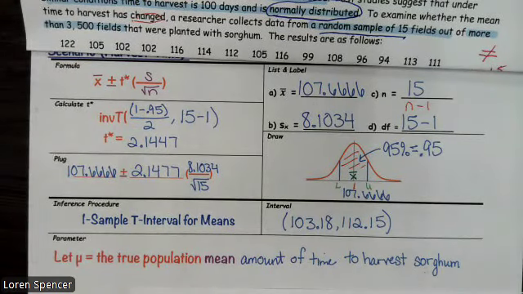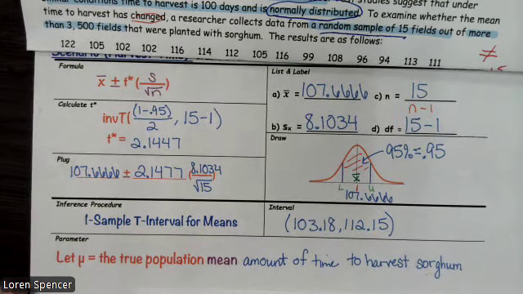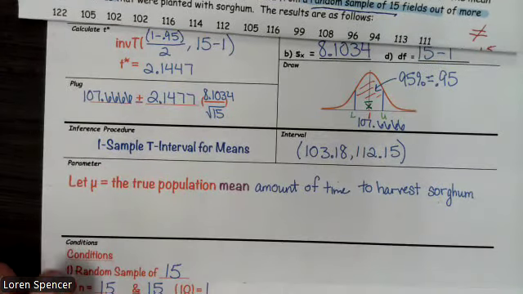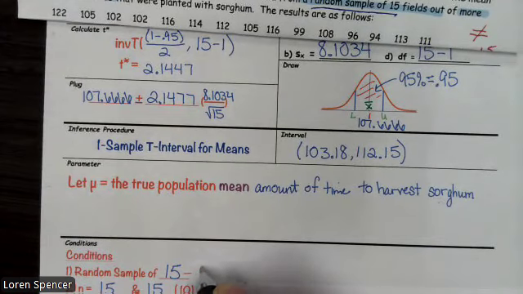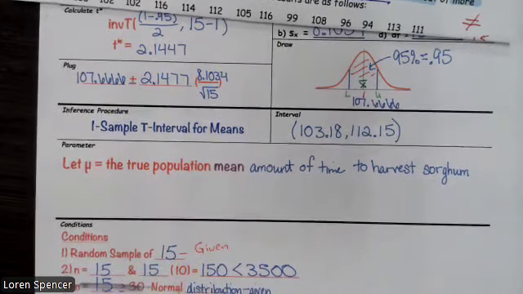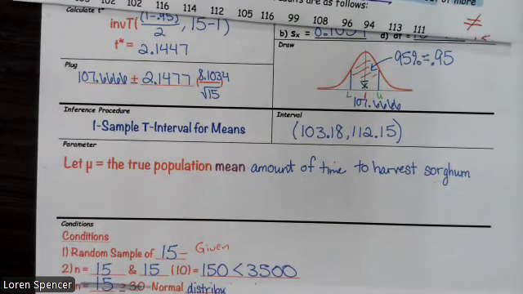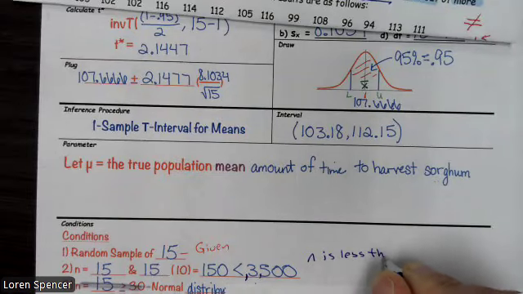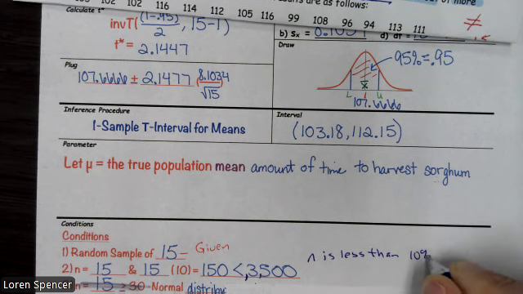So let mu equal the true population mean amount of time to harvest for sorghum. Okay. Conditions. Well, they told us we had a random sample of 15, and that was given to us. That was so nice of them. All right. Our sample size is 15, and 15 times 10 is 150. And we had 3,500 fields. So n is less than 10% of the population.